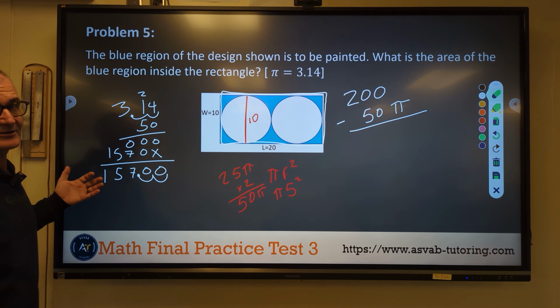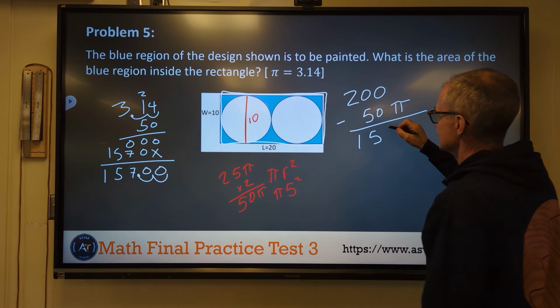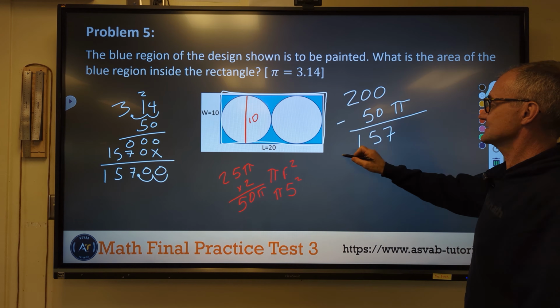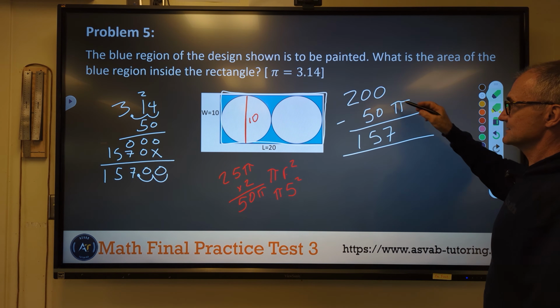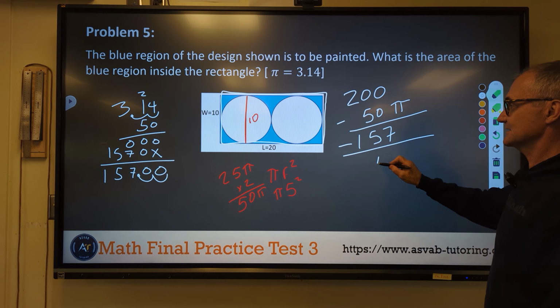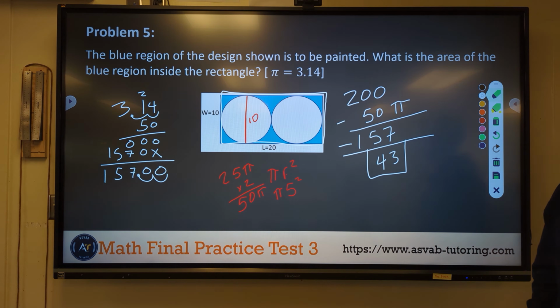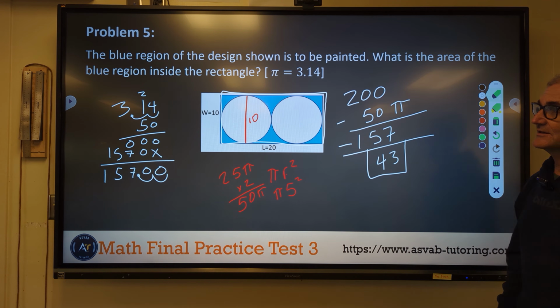And we were approximating at 150. 157 is pretty close. So 50 pi is equal to 157. 200 minus 157 is going to give me 43. So there's my answer right there. The blue region is 43.